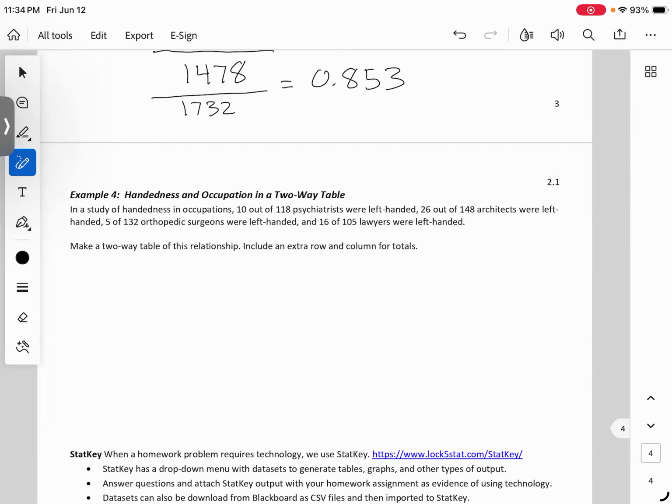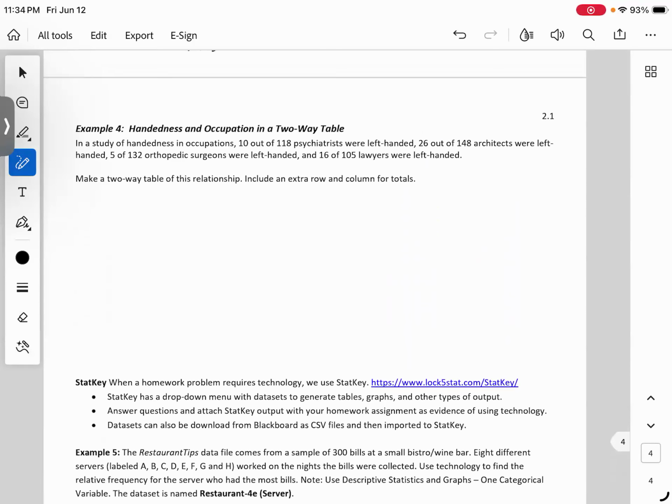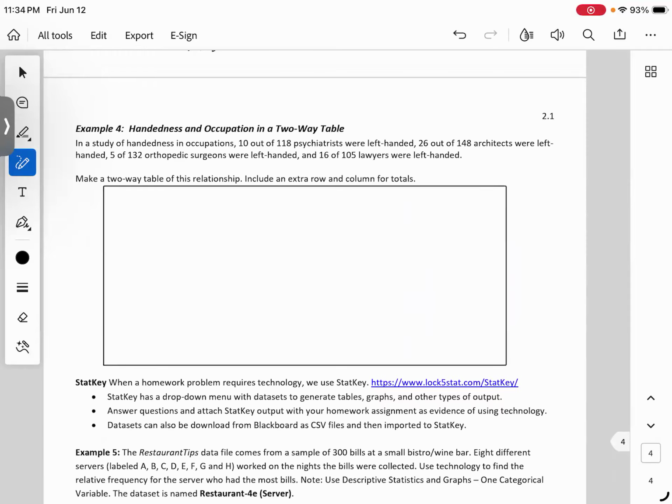Not much left with this lecture. It's mainly just to do our first quick look at StatKey, and also just an example where what they want us to do here is draw a two-way table, and then do one with StatKey, where StatKey creates it for us. But there'll be one in the homework where they want you to draw it out, and the reason why we're going to need more columns than what we might think we need is because they want an extra column and row for the totals.